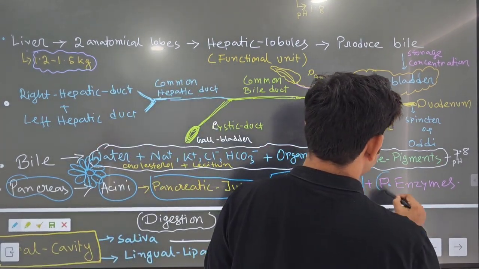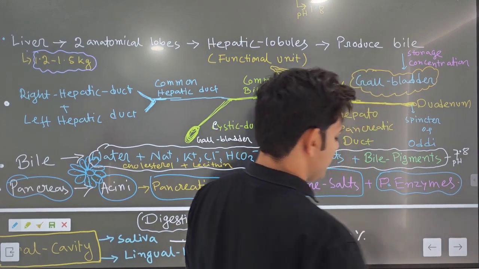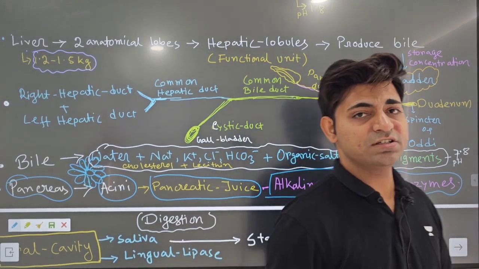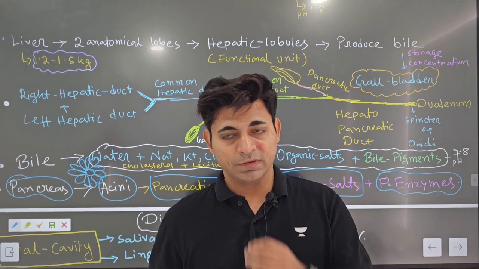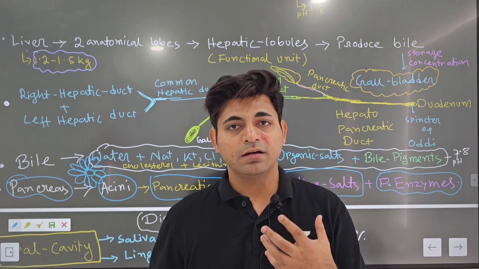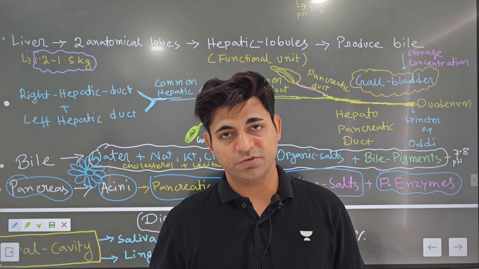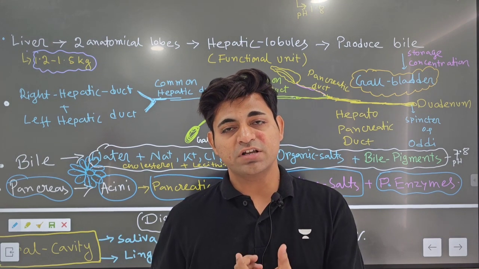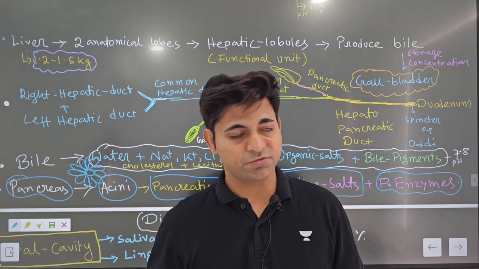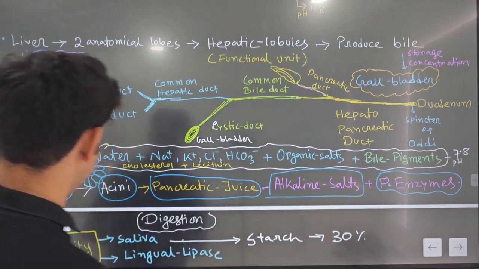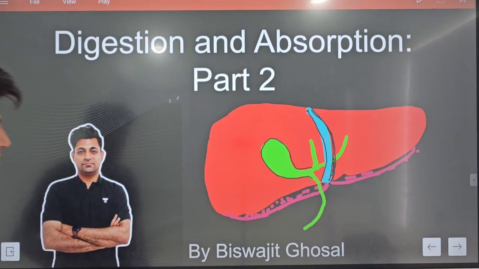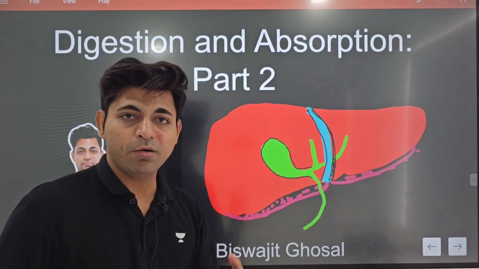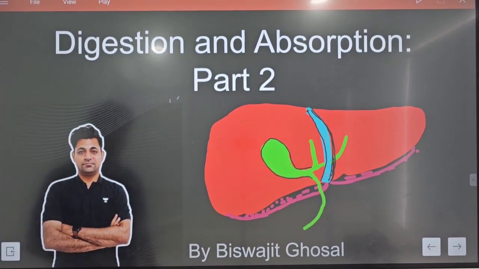and some pancreatic enzymes. Pancreatic enzymes means they produce some pro-enzymes, like trypsinogen, then chymotrypsinogen. Procarboxypeptidase will also be produced by the pancreas. Okay, so here I was talking about that circuit of bile. The bile circuit. So here you can see this is the liver.